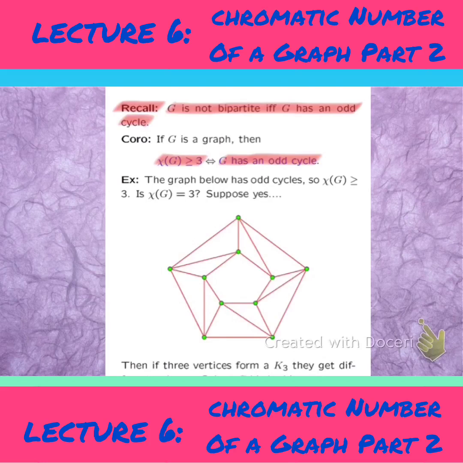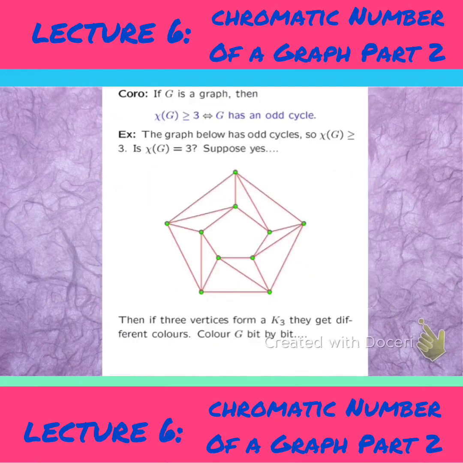So let's look at the following example as an illustration of how we can use this result to establish the chromatic number of this graph here. The graph below has odd cycles, so we know the chromatic number is at least 3. We don't have to check the other cases. But is the chromatic number equal to 3? In order to establish that, can we find a coloring of the vertex set of this graph with 3 colors?